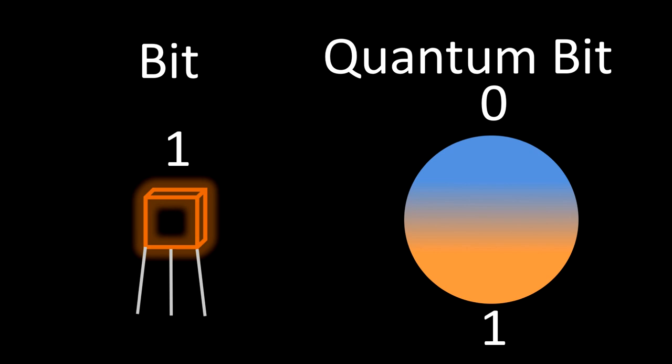Well, the bit that we've been talking about in the regular computer can only ever be in one of two states. It can either be zero or it can be one. But a quantum bit has this funky property of being able to kind of be zero and one at the same time. It's actually what's called quantum superposition. The state of the quantum bit can be in a superposition of zero and one at the same time. Okay, but why is that useful?